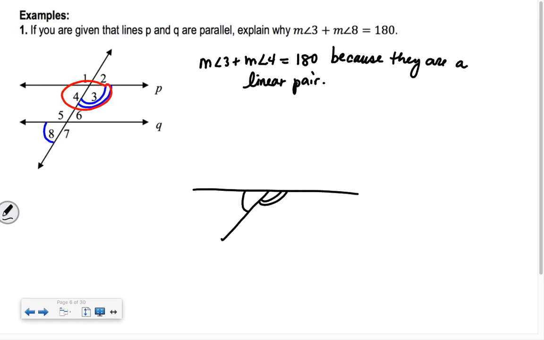Now let's try to figure out how we can replace this measure of angle 4 with measure of angle 8. So is measure of angle 4 equal to measure of angle 8? Why? So let's look at it. 4 and 8. They are congruent. What's the name for it? They are corresponding angles, right?